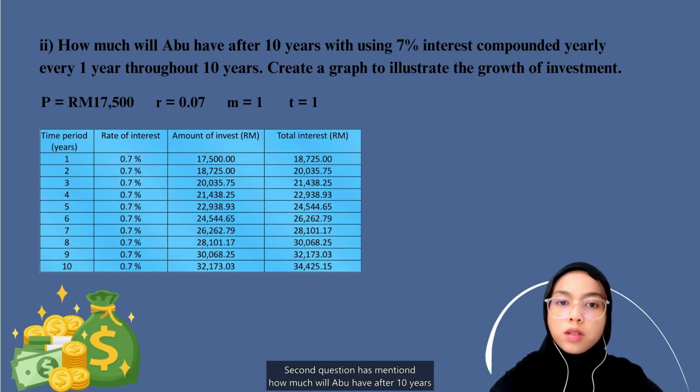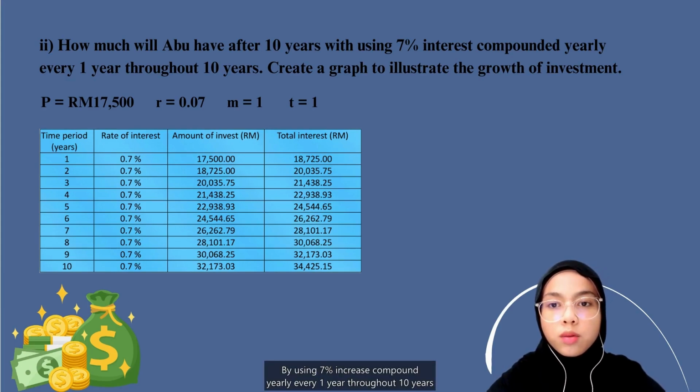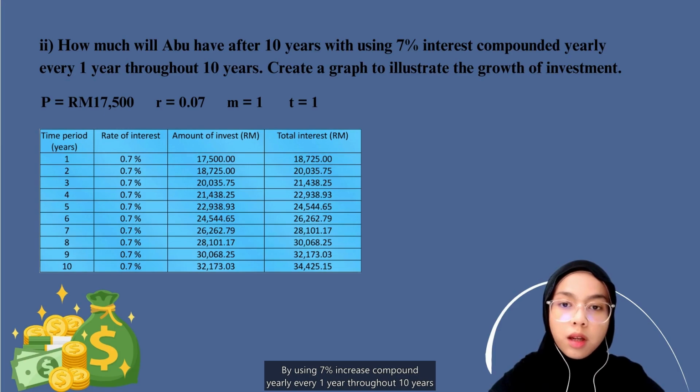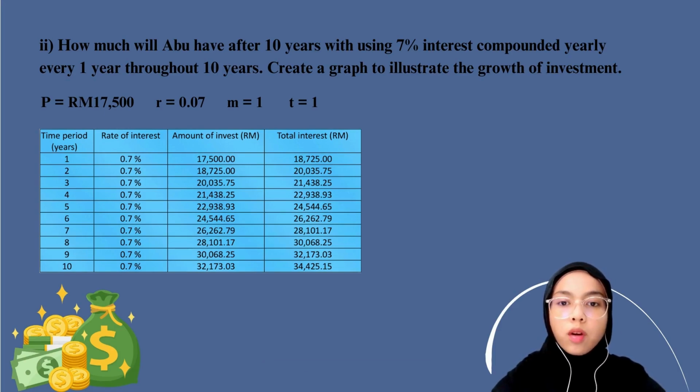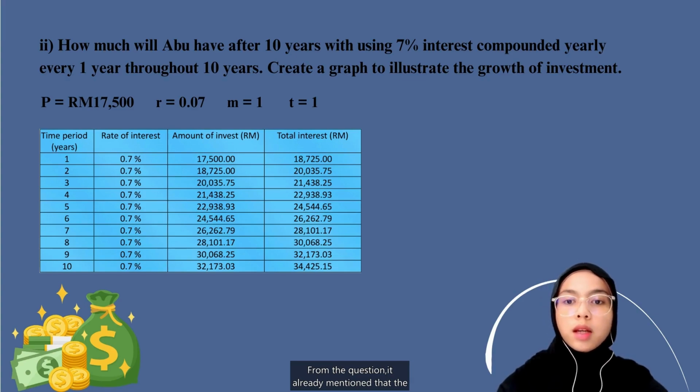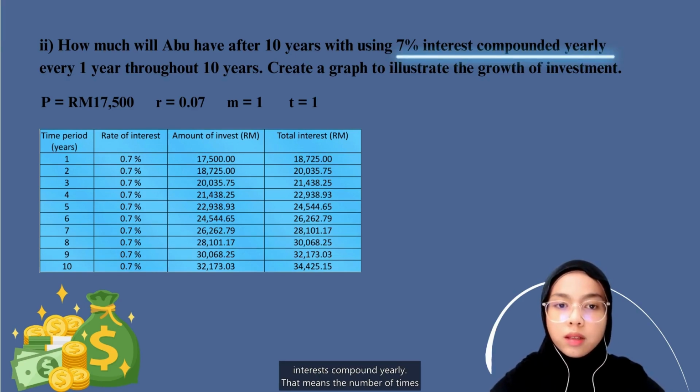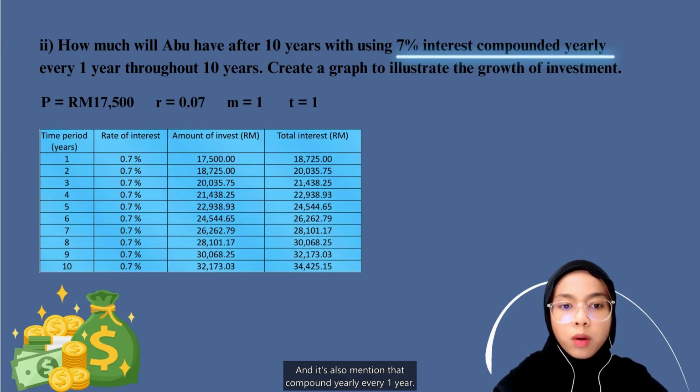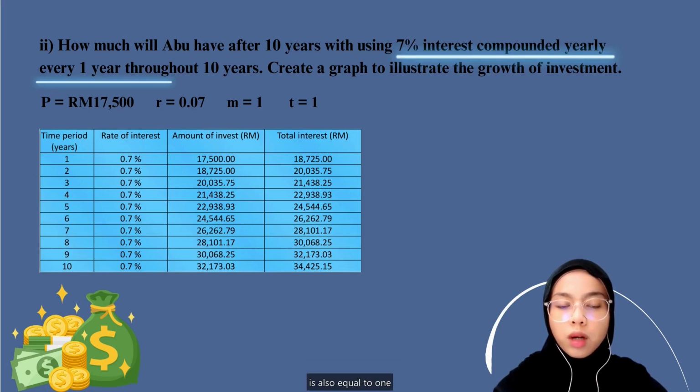The second question asks how much Abu will have after 10 years by using 7% interest compounded yearly, every 1 year throughout 10 years, and to create the graph. From the question, it's already mentioned that the interest is compounded yearly. That means the number of times interest is compounded is equal to 1. And it's also mentioned that it is compounded every 1 year, so the value of time the money is invested is also equal to 1.